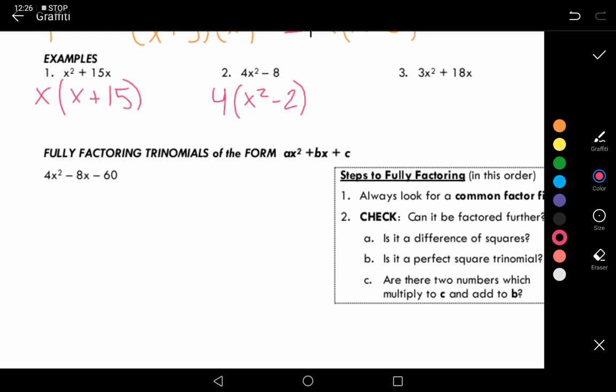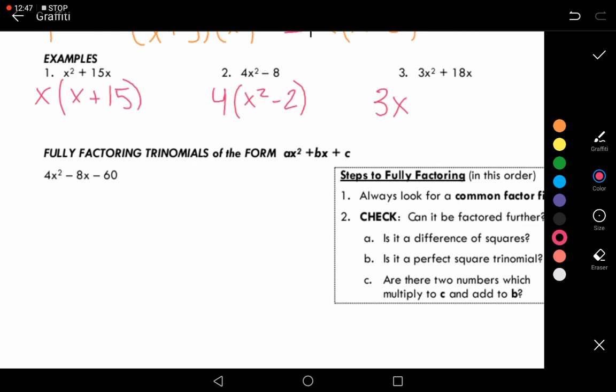Okay, last one here combines those first two. So we have 3x squared plus 18x. I know right away that both of those have x's, right? So I'm going to have to take out an x. I know that. But I can also take out the coefficient, right? 18 does divide evenly by 3. So I can also divide them by 3.